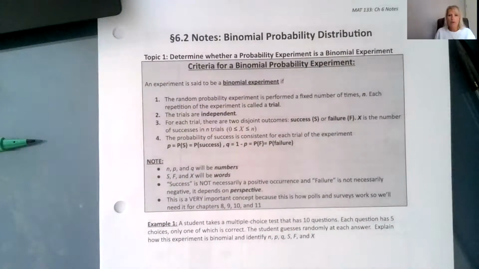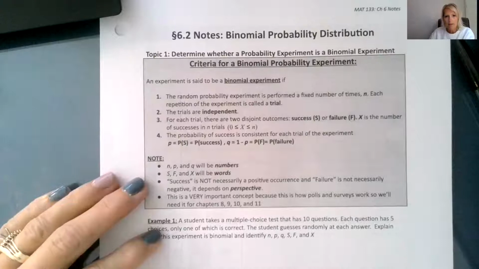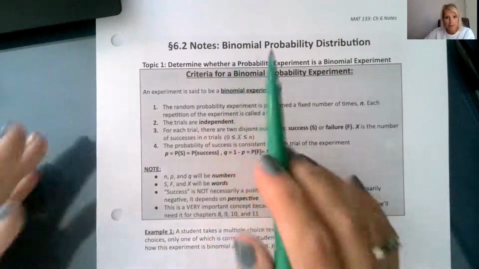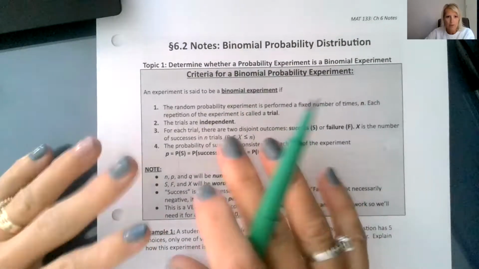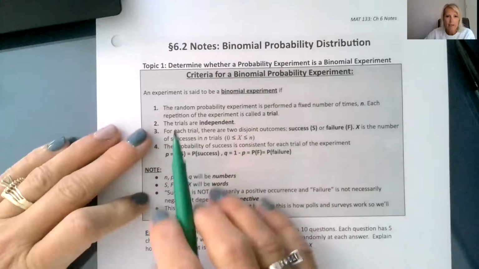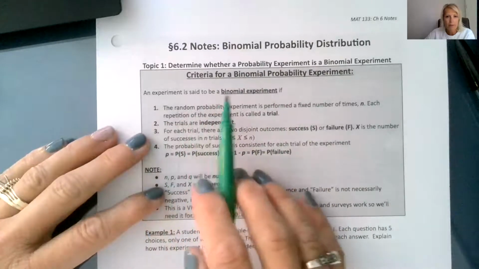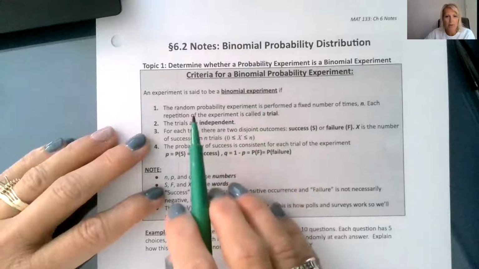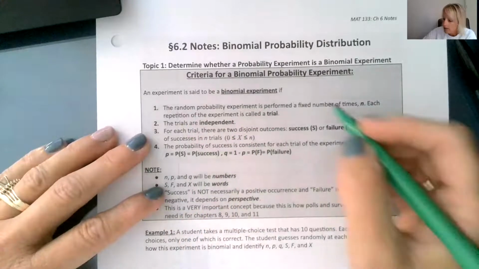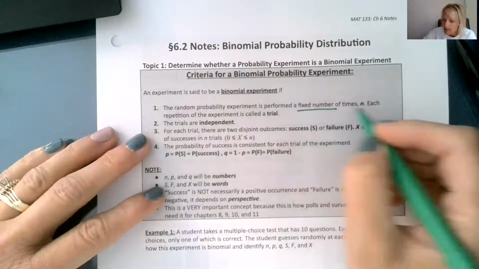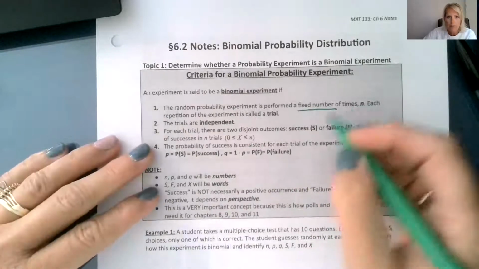And we're looking at the criteria for a binomial probability experiment. Binomial has a prefix of bi, which is a prefix for 2, so there are 2 outcomes. An experiment is said to be a binomial experiment if the random variable is performed a fixed number of times. So that's what we're looking for, the fixed number of times.